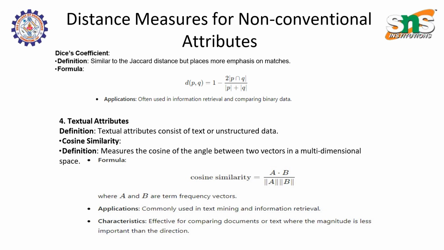Dice coefficient, similar to the Jaccard distance, but places more emphasis on matches. Textual attributes consist of text or unstructured data. And next is cosine similarity, which measures the cosine of the angle between two vectors in a multidimensional space.